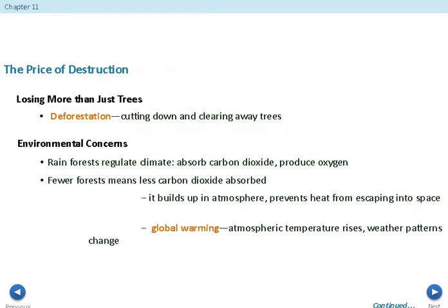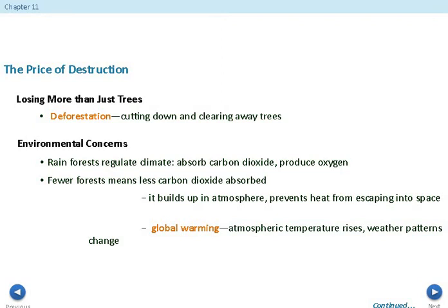Now, what we see, and this is the problem of this destruction, is deforestation. Deforestation is cutting down and clearing away of trees. Now, I don't want you to think that deforestation is always a bad thing, but when we start talking about the rainforest and the idea that the area produces oxygen for the world, we don't want to cut down a lot of it, but the people of Brazil want to, because they want to be able to live.